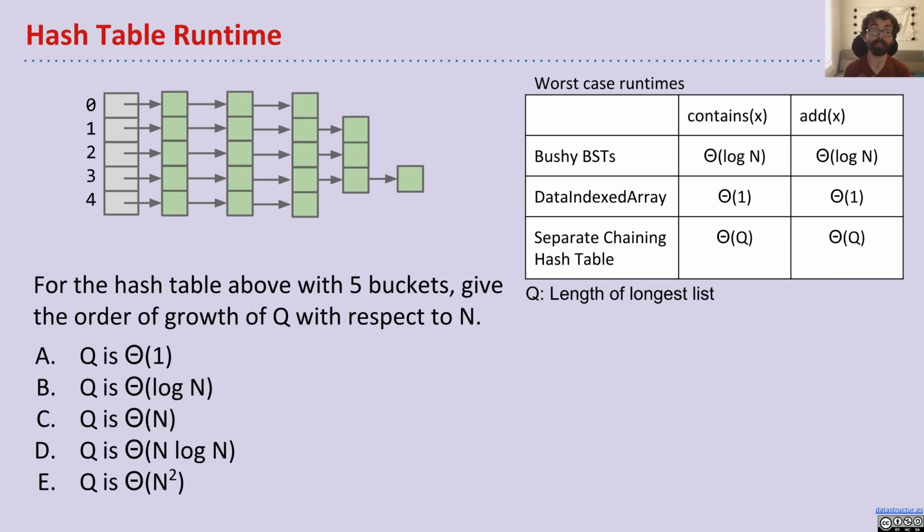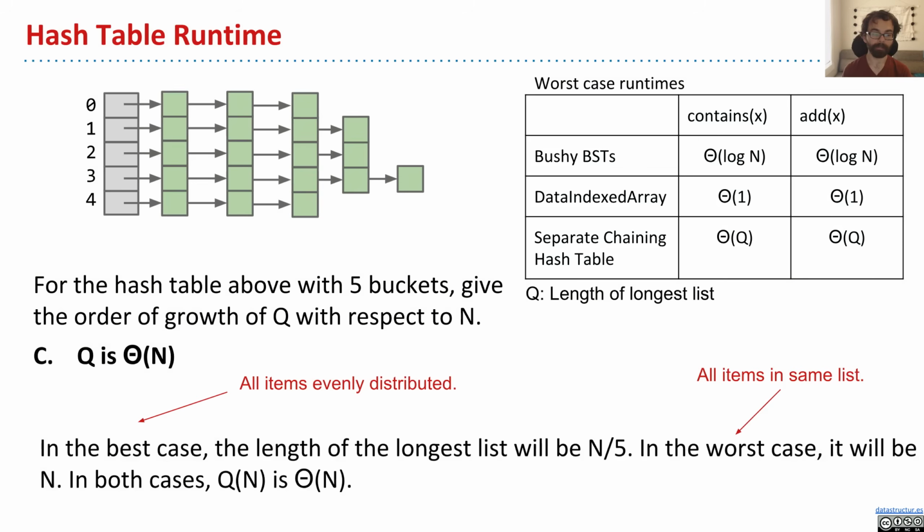Okay, so it turns out that the length of the longest list, here we're not looking at runtimes, we're just saying how big is q. In the best case, the length of the longest list is n over 5. That's where all the items are exactly evenly distributed. And in the worst case, the longest list has every item, n. So in both cases, whether it's n over 5 or n, we could say that the length of the longest list grows with the number of items linearly.